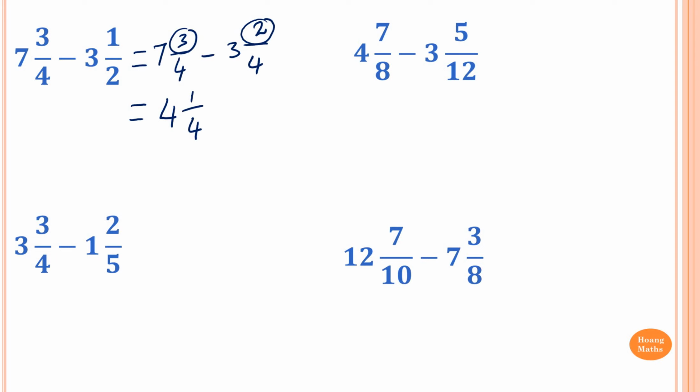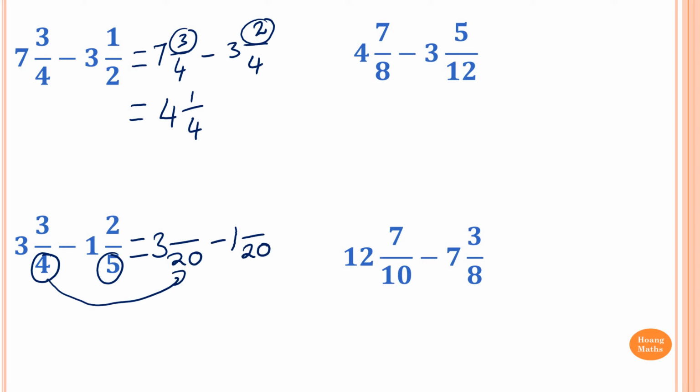Second one, 3 and 1/4 minus 1 and 2/5. So 4 and 5, the common denominator is 20. So I just write 3, 20 here, minus 1, 20 here. Now from here to here, I times this by 5, so the top must times by 5 as well. So that gives me 15.